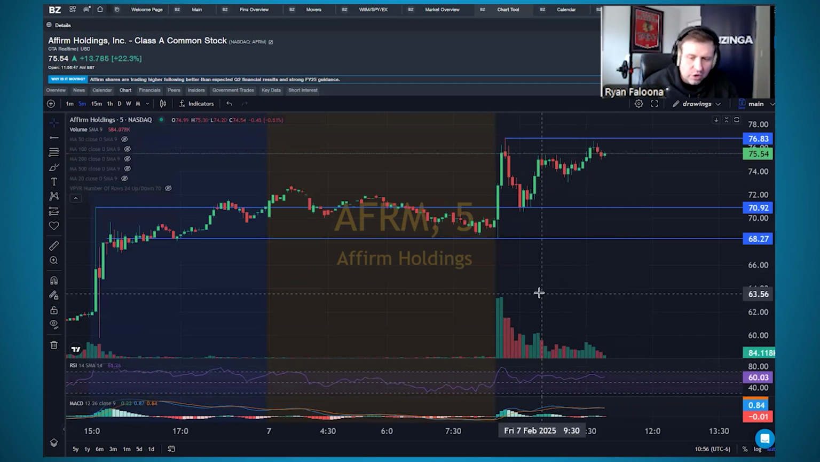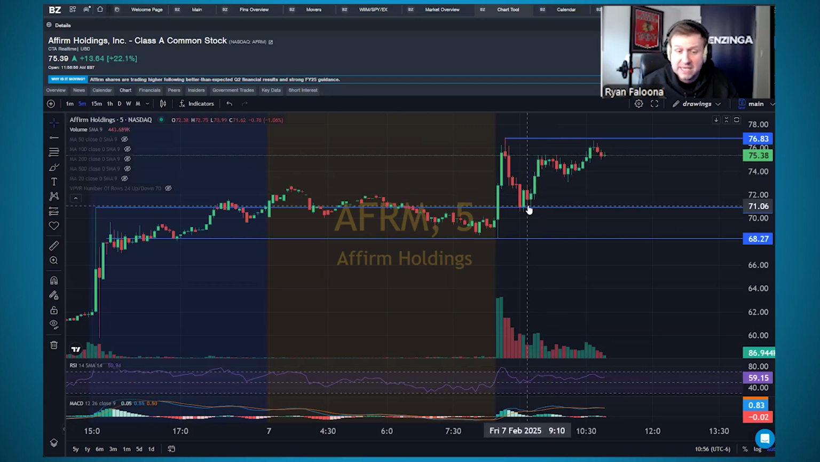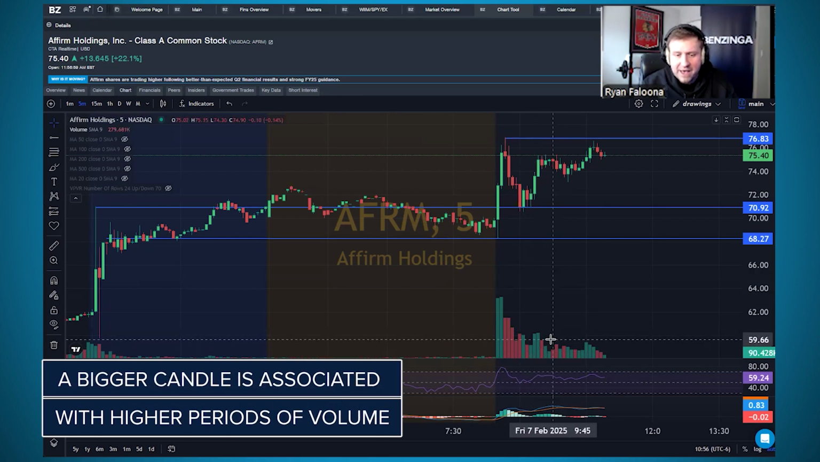And one of the things that you'll notice is that the outsized moves, meaning the candles that really seem to put in more movement in whatever direction it is, both up and down, doesn't matter. The candles that are bigger, the candles that are really moving, are associated with higher periods of volume.